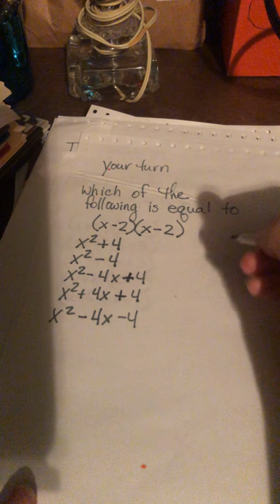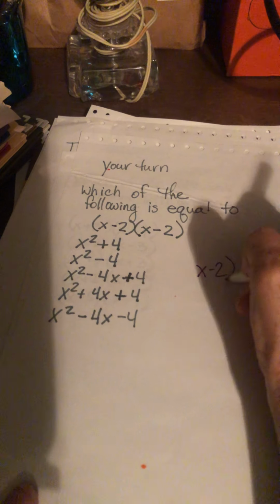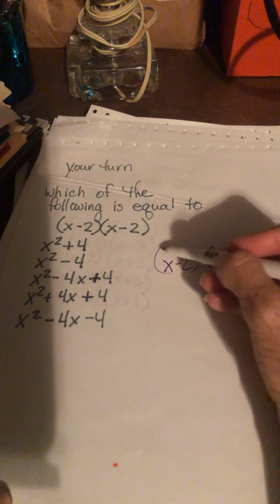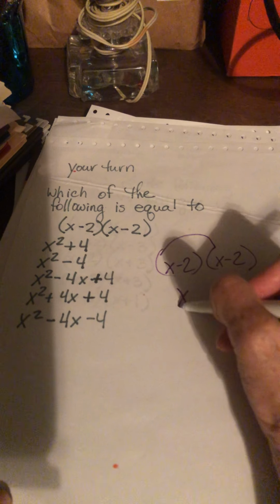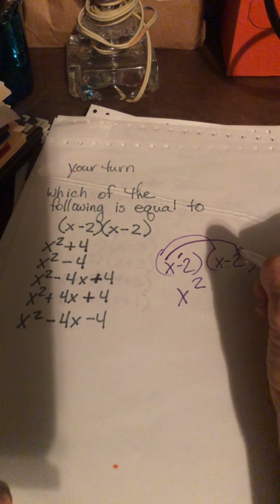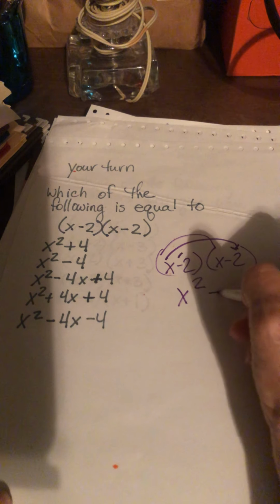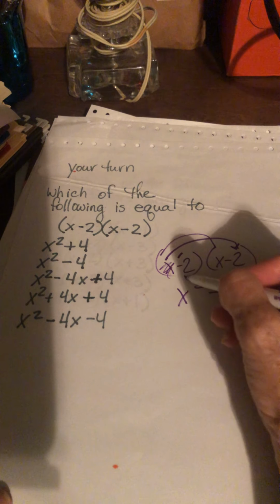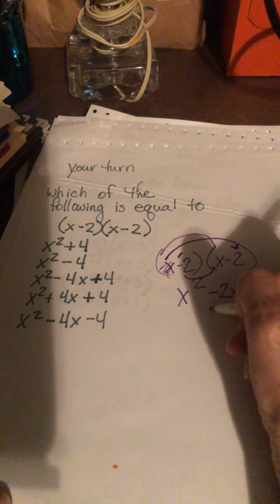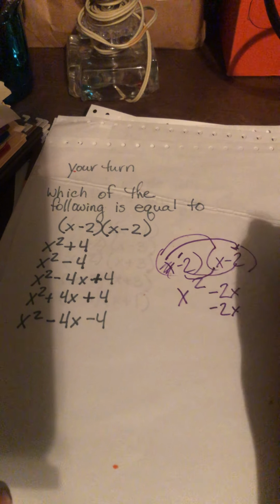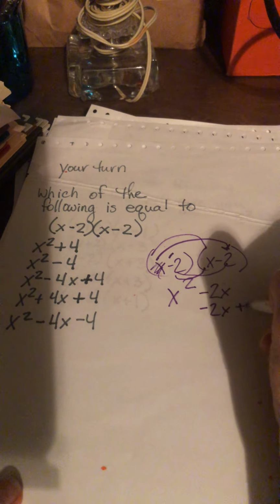Okay, so hopefully you took your problem and you worked it out. And you said x times x is x squared. X times negative 2 is negative 2x. Done with the x. Negative 2 times x is negative 2x. And negative 2 times negative 2, positive 4.